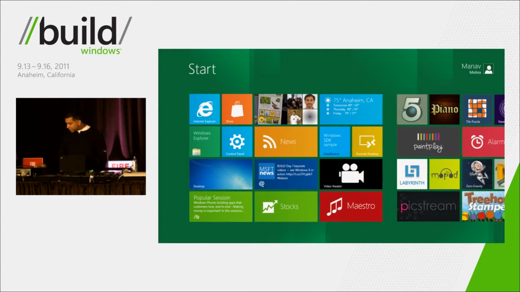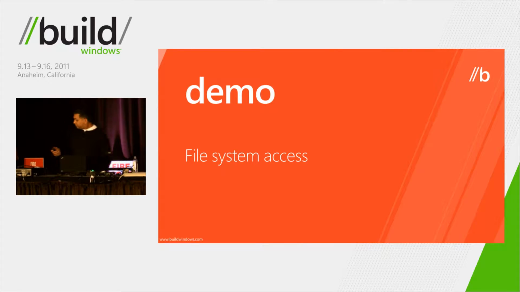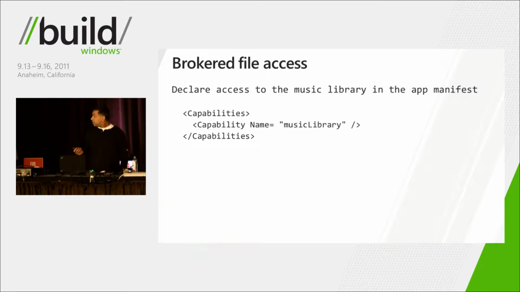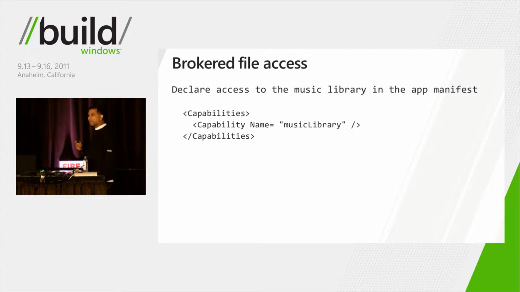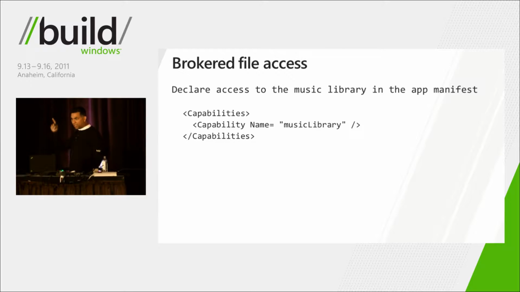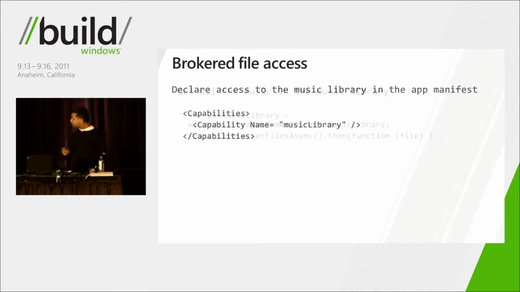So now coming back to the presentation, this is the code that I have. Essentially, I declare access to the music library. I don't even have to write three lines of XML here. I use Manifest Designer. It's just a box I need to check, and voila, I'm done.